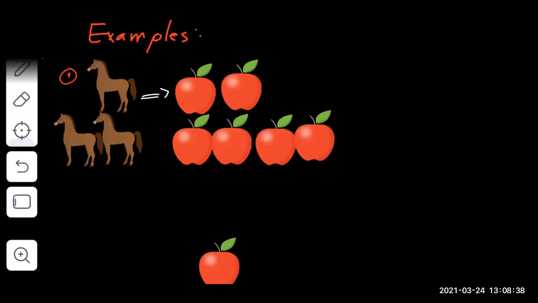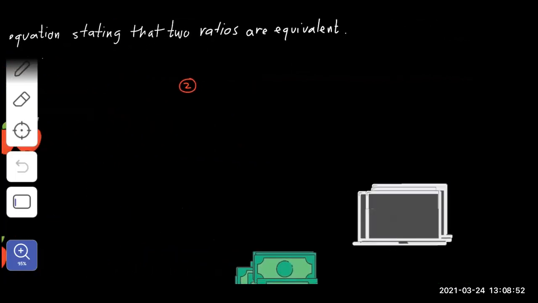Okay, excellent. That is the idea. For one horse, two apples. If I increase the amount of horses, I will need to increase the amount of apples, right? The more horses I have, the more apples I'm gonna need. Okay, this is just an example, and that is really easy, Mister. I understand that, which implies that I understand proportions. I would say yes. Now let's have a look at another example.